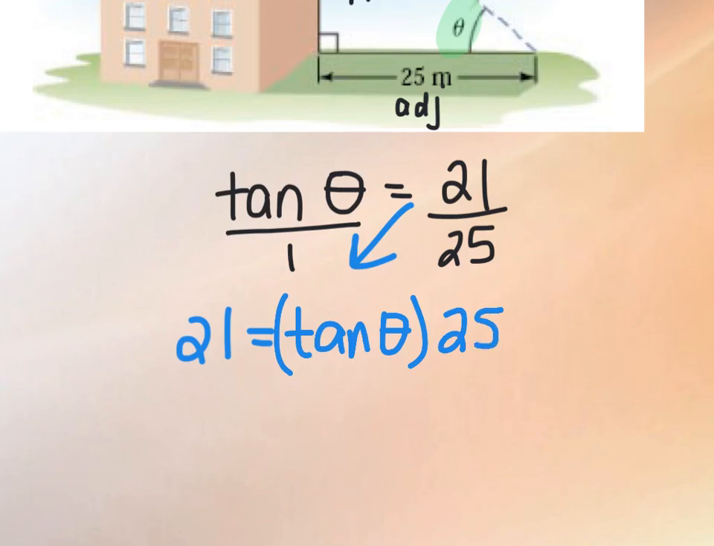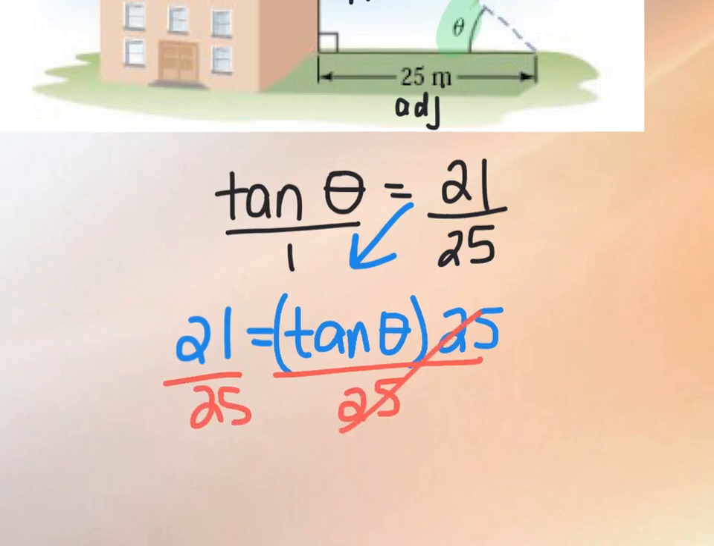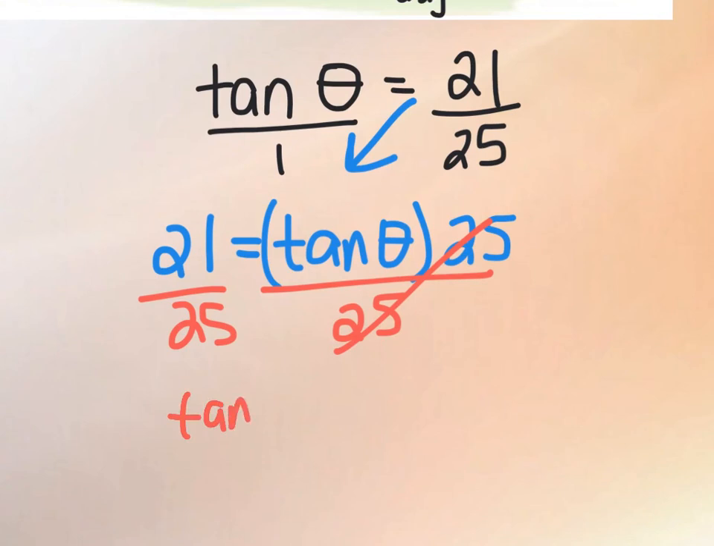Now what do I do? Divide by 25. Wait a second. We came out with the same thing that we started off with.